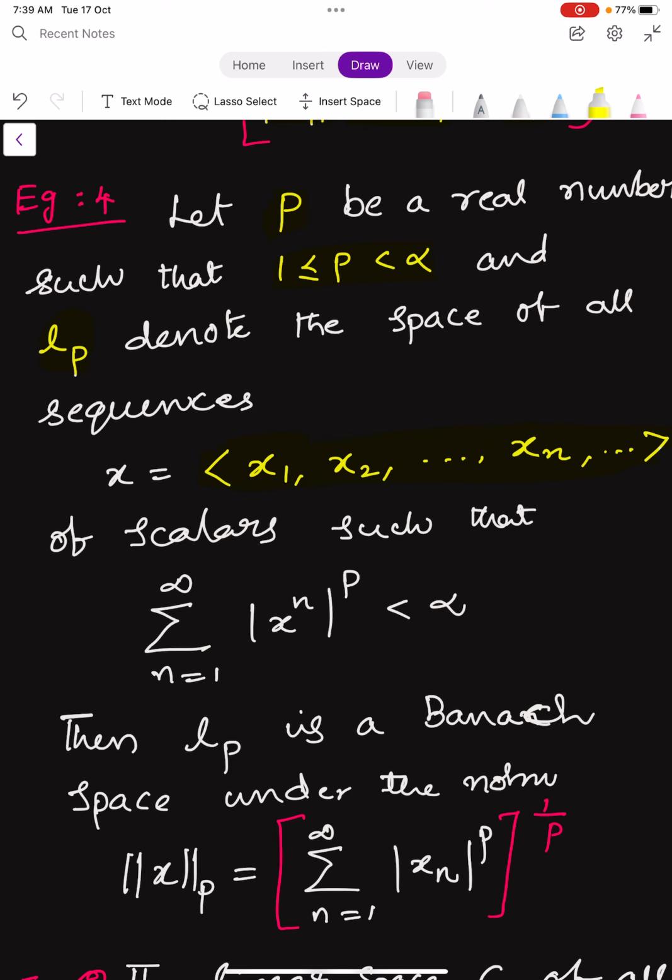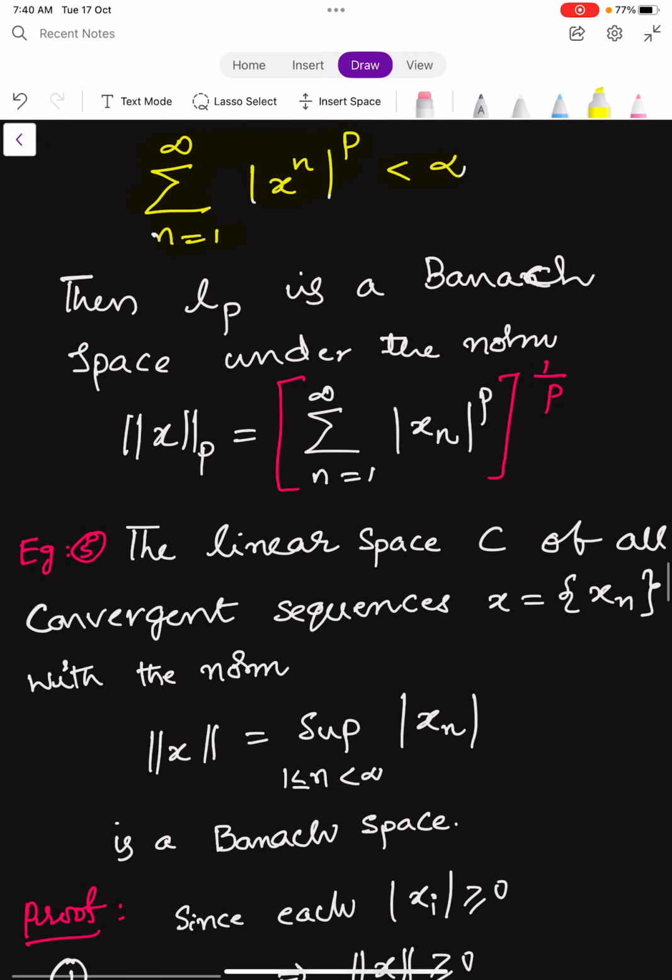They are infinite in number, scalars satisfying the condition summation over i equals 1 to infinity of |xi| power p is less than infinity. It means it is a finite quantity. Then this space l_p is a Banach space with the same norm defined as above: ||x||_p equals summation n equals 1 to infinity of |xn| power p, whole power 1 by p. This example holds for all positive real numbers.